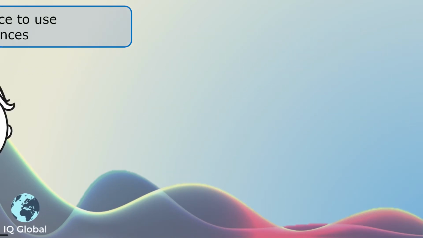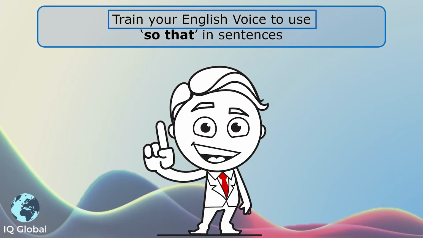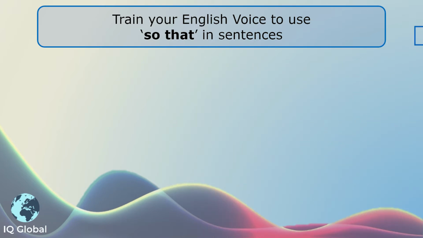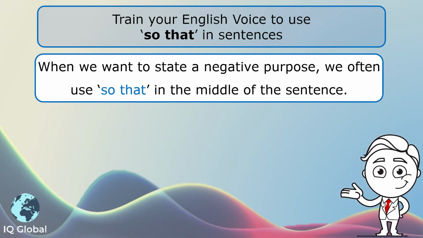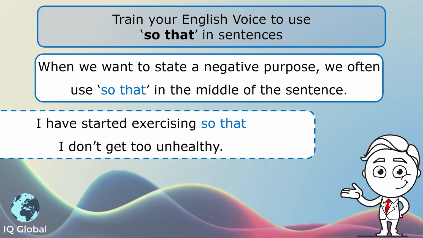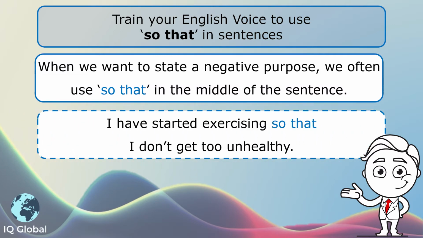Hello, today we are going to train your English voice to use "so that" in sentences. When we want to state a negative purpose, we often use "so that" in the middle of the sentence. So have a look at the sentence example.